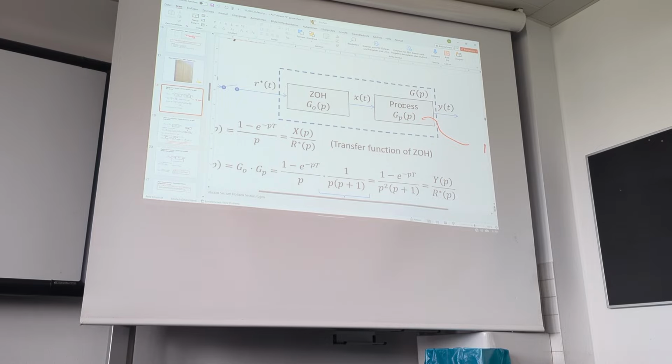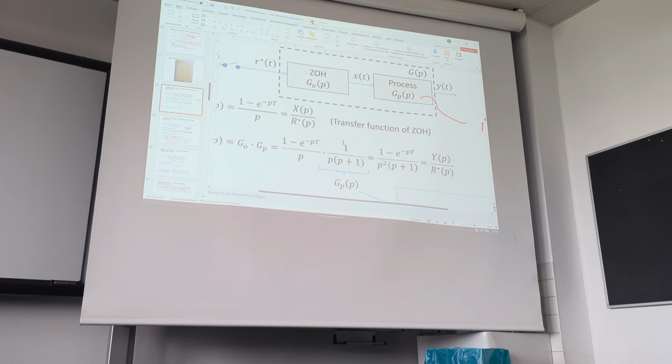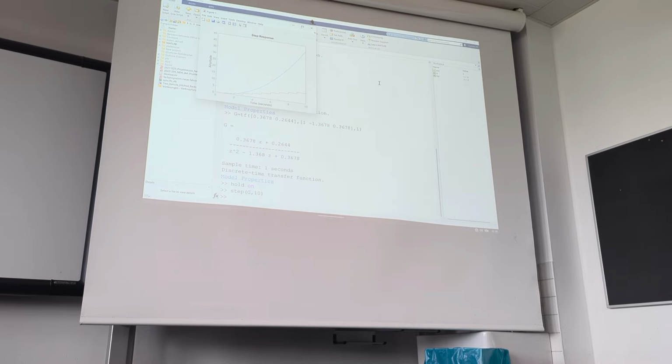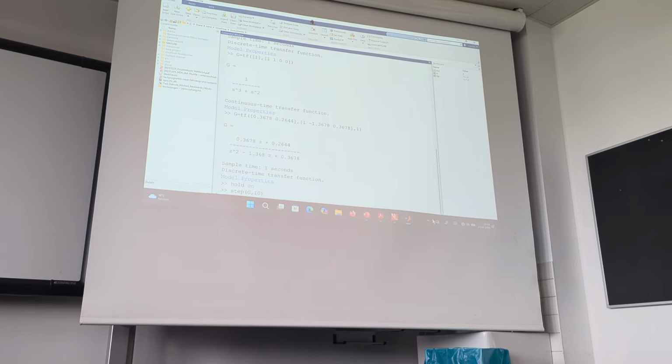I made a mistake for the process plant GP of P. The transfer function of GP of P is just 1 over P times P plus 1. And I put in 1 over P squared times P plus 1. But this P was coming from the zero order hold block. So for the GP of P, I should have used only this one. So let's repeat that quickly again, and then it should be okay.